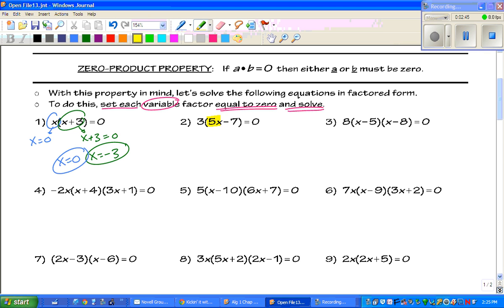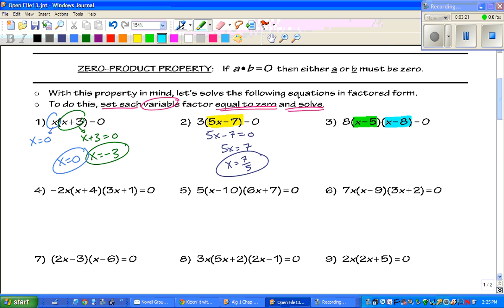Okay, so for number 2, we only have one factor. So we have to set the 5x minus 7 equal to 0. Okay, so rules say we have to add the 7 to both sides, so we get 5x equals 7. And to get the x by itself, we divide both sides, so we get x equals 7/5. Alright, number 3.